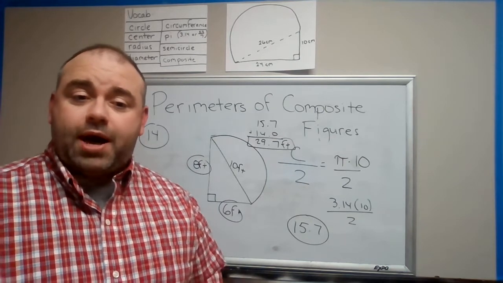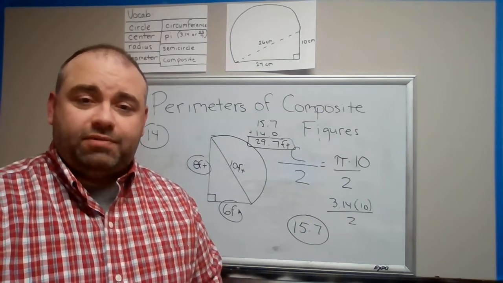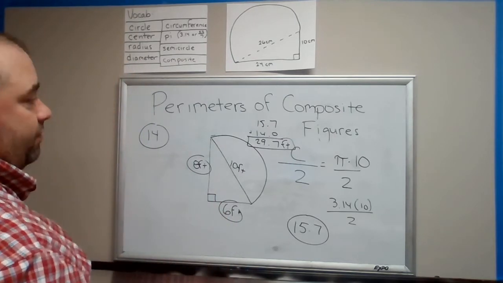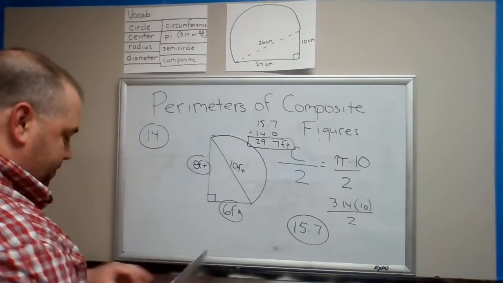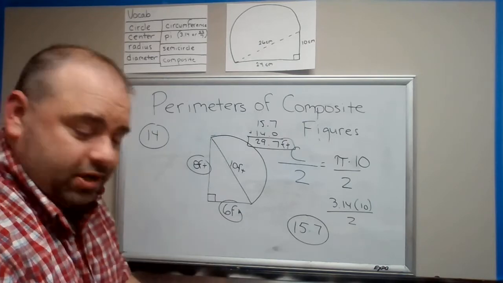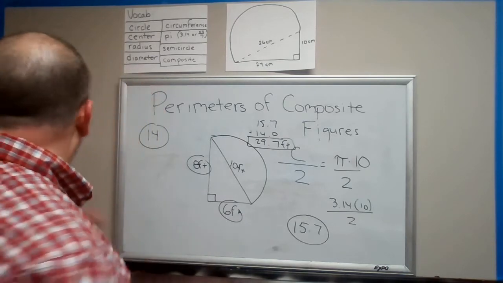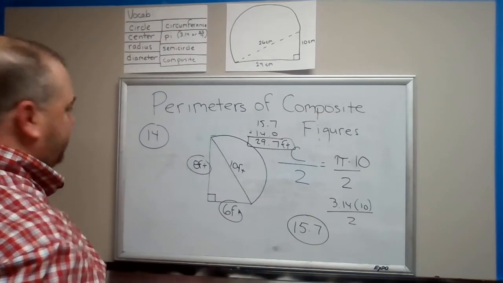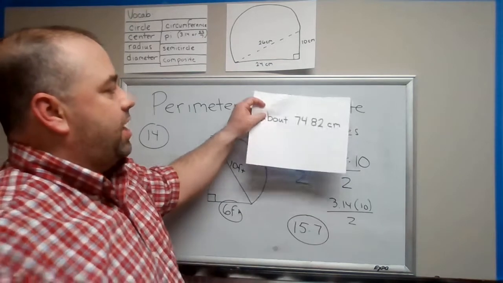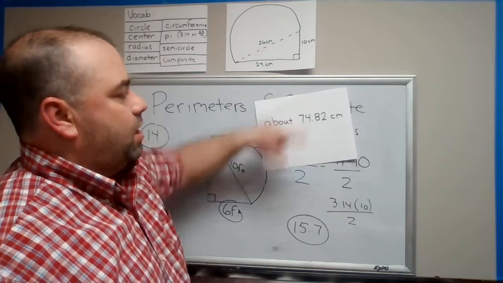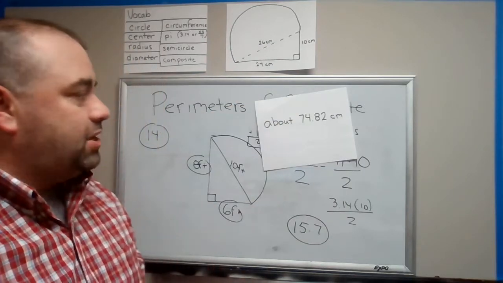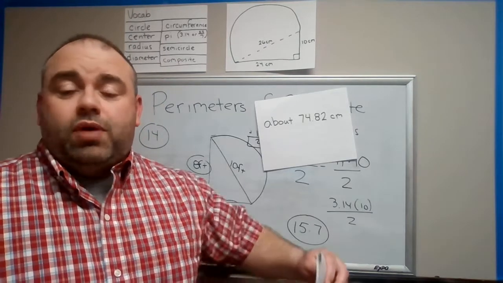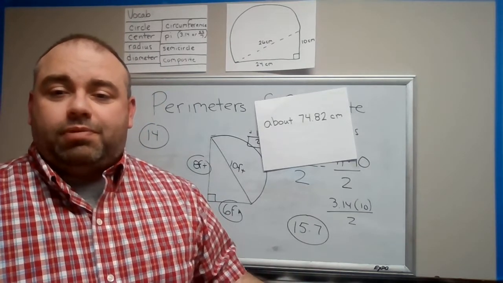Okay, so if you paused and you came back, you tried it, you tried to figure it out and see what you got. The answer that I got when I solved it was about, remember it's about because it's not exact here. We have pi included, so in case we're going to figure out all the digits, we're not going to get it exact. But the answer that I had for it was about 74.82 centimeters.